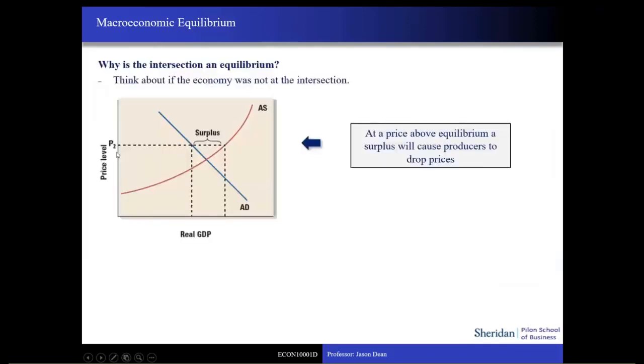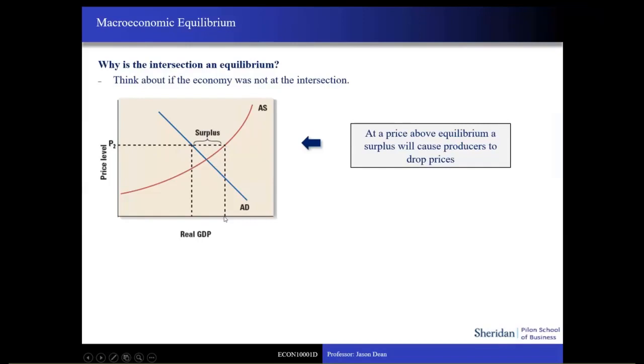So if the price level was above the equilibrium point, we're saying that the aggregate demand would be here, right? We would say, okay, at this price level, what's the aggregate demand? Well, it would be this figure right here. And this would be less than what we would find in the equilibrium. But at this higher price level, P2, that's above the equilibrium, there would be a much larger aggregate supply.